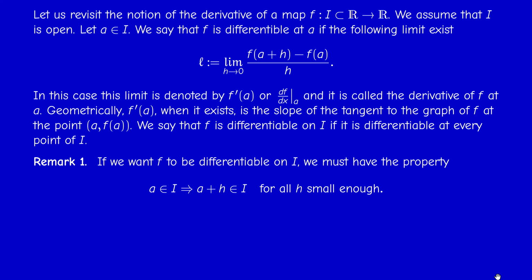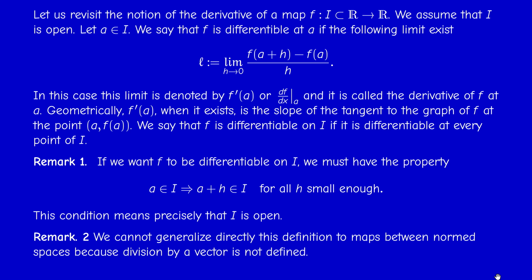And if this is true for every a, then this is precisely the condition of openness. The condition of openness means that whenever we have a point in the set, all points sufficiently close to that point will also be in that set. So this is why we usually define the notion of differentiability on an open set. We need the condition of openness because we want to ensure that this ratio is well defined, at least for h small enough. So this is the first remark.